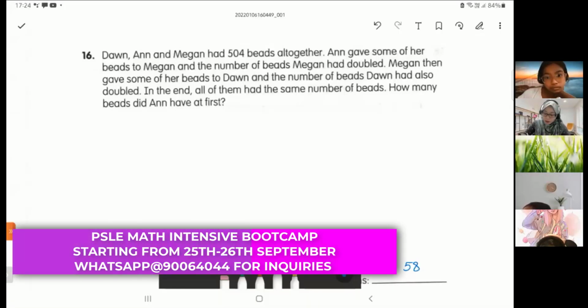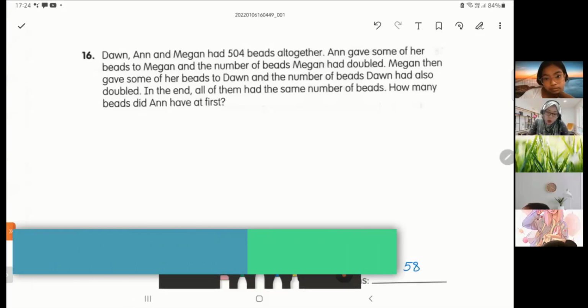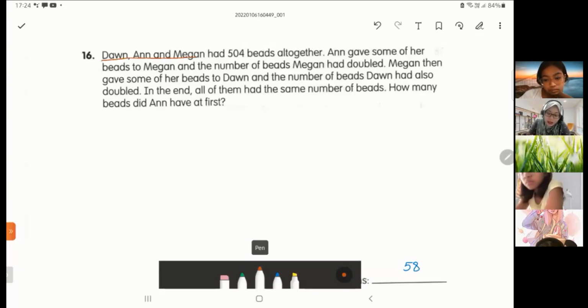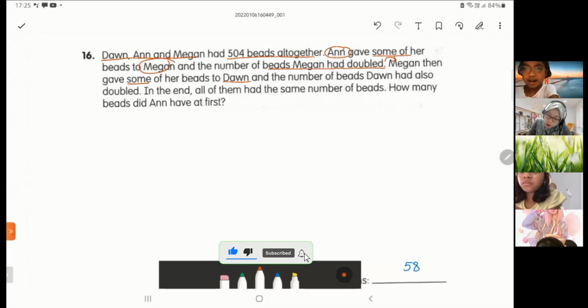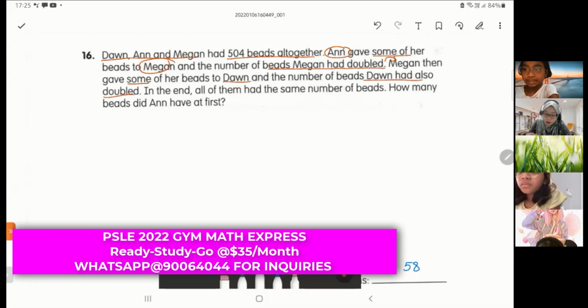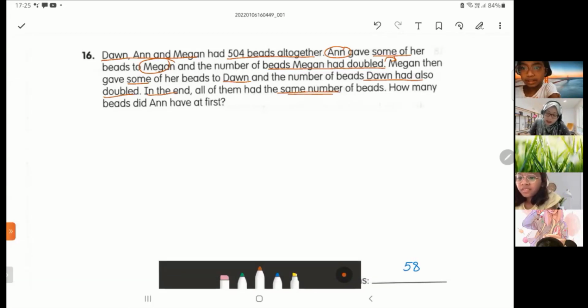All right, so let's begin. Dawn, Anne, and Megan had 504 beads altogether. Anne gave some of her beads to Megan, and the number of beads Megan had doubled. Megan then gave some of her beads to Dawn, and the number of beads Dawn had also doubled. In the end, all of them had the same number of beads. How many beads did Anne have at first?